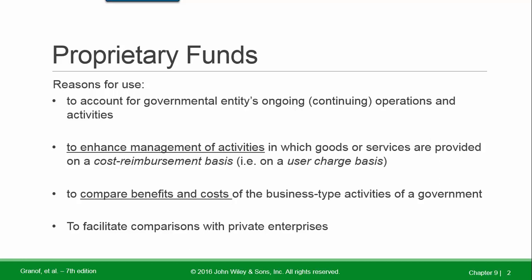Proprietary funds, reasons for use: to account for governmental entities' ongoing, continuing operations and activities, to enhance management of activities in which goods or services are provided on a cost reimbursement basis, a user charge basis, to compare benefits and cost of the business type activities of a government, to facilitate comparisons with private enterprises.